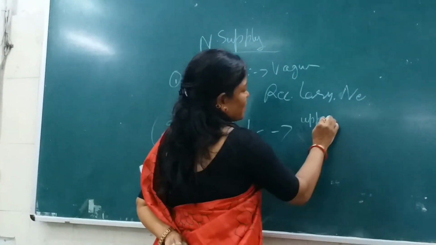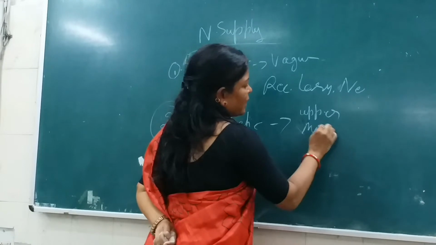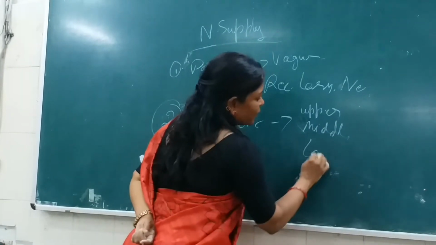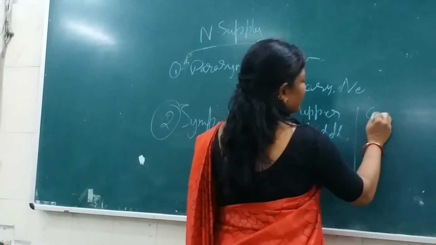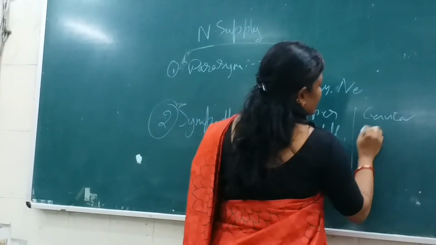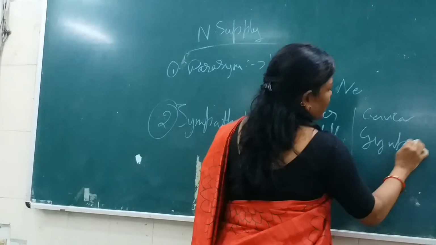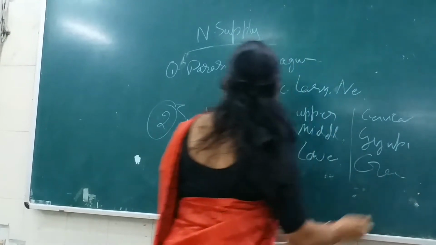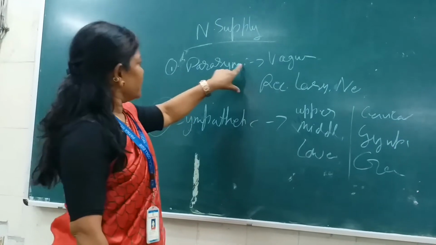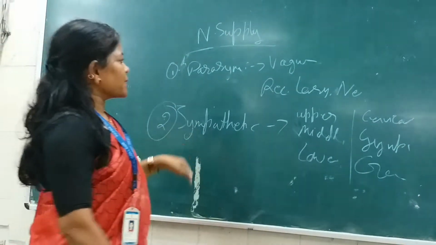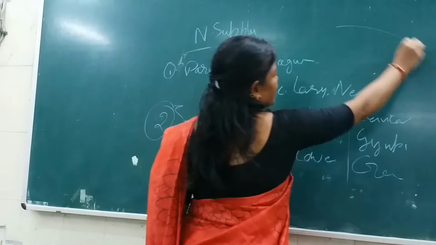Upper, the middle and the lower cervical sympathetic ganglia, isn't it? So these are the sources of the nerve supply of the thyroid gland, parasympathetic and the sympathetic.